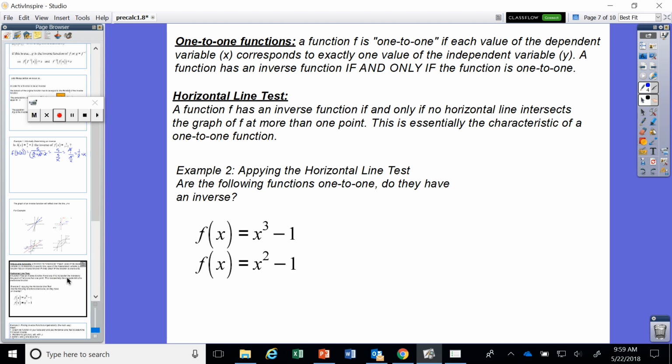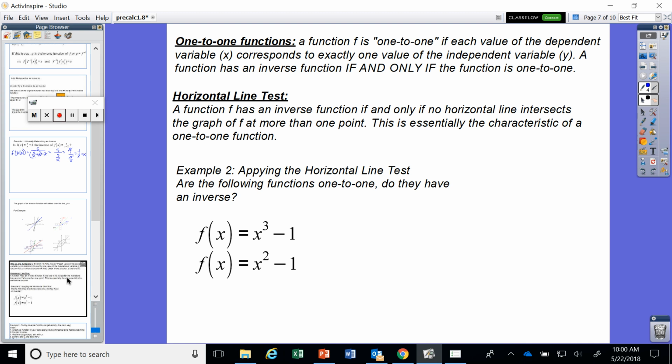All right. So how do we test graphically if a function is one-to-one? Well, ladies and gentlemen, we do what's called the horizontal line test. A function has an inverse function if and only if no horizontal line intersects the graph at more than one point. This is what shows a one-to-one function. So let's take a look first and foremost at a pretty simple example in which we are using our horizontal line test: x cubed minus 1 and x squared minus 1.